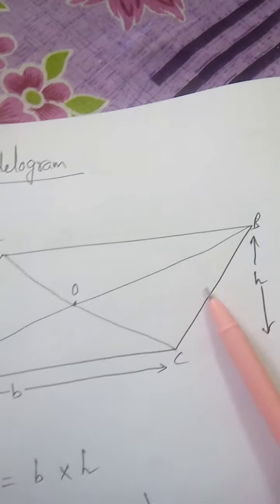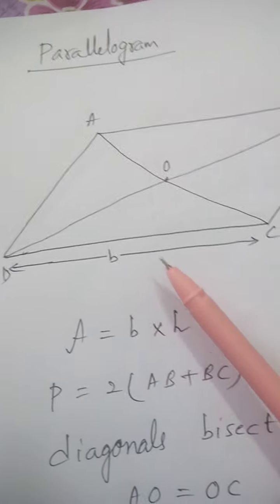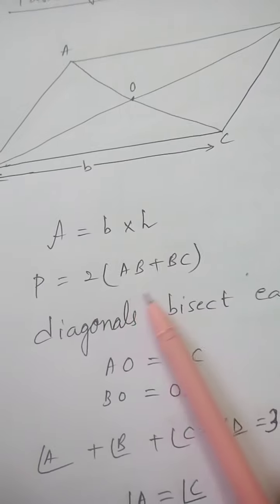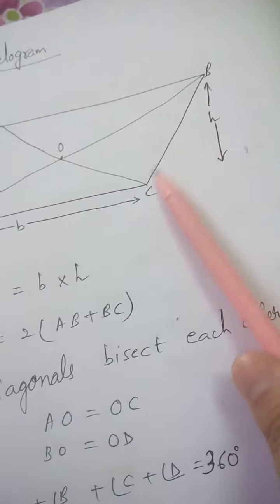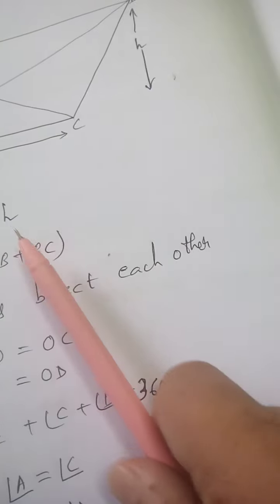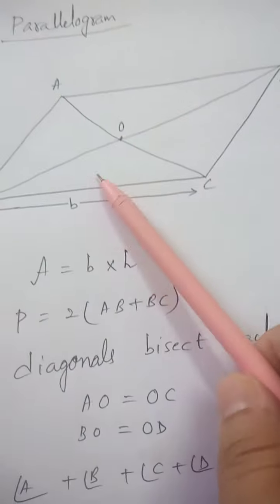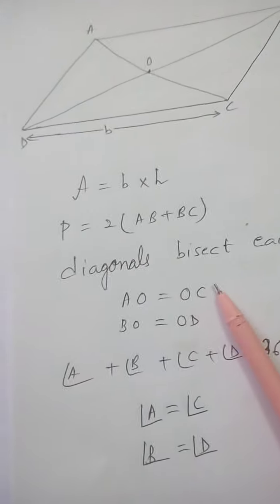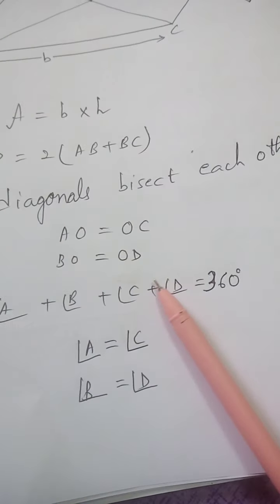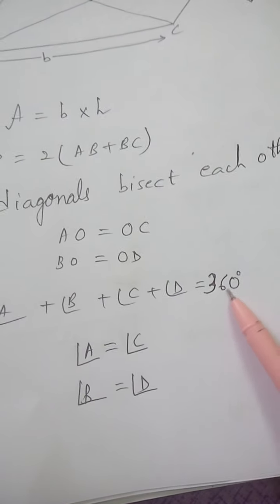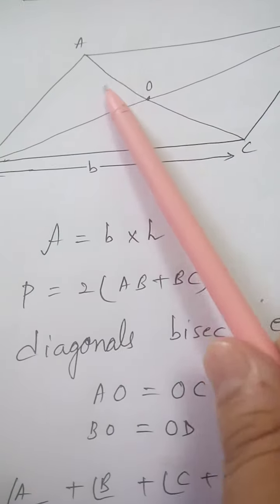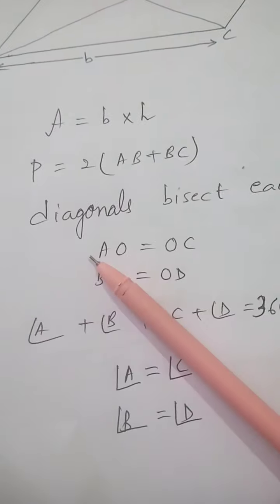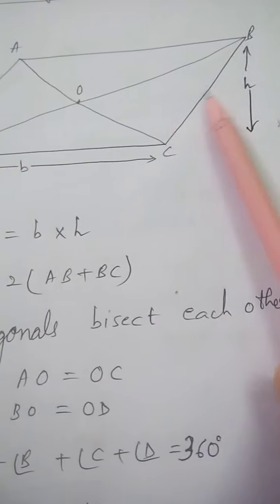Parallelogram. In a parallelogram, area is A is equal to base into height. Height is perpendicular. Perimeter is 2 into AB plus BC. Diagonals bisect each other. AO is equal to OC, OD is equal to OB. Angle A plus angle B plus angle C plus angle D is 360 degrees. In a parallelogram, opposite angles are equal. Angle A is equal to angle C, angle B is equal to angle D.